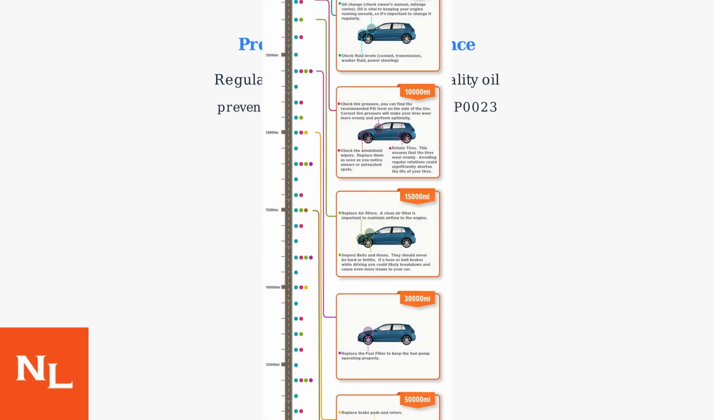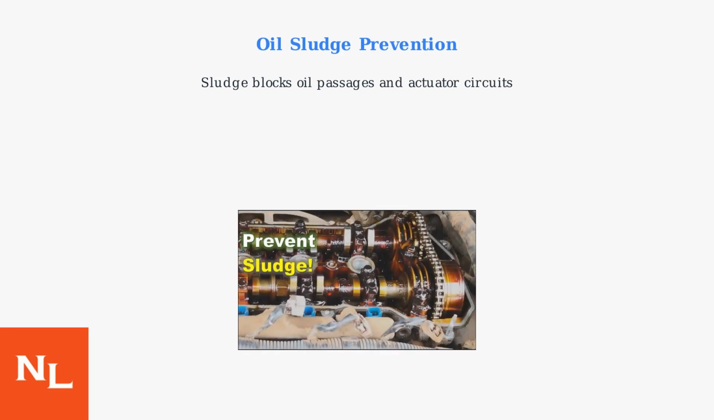Preventative maintenance is key to avoiding P0023 issues. Regular oil changes using high-quality oil can prevent sludge buildup in the engine. Oil sludge can block critical passages in the engine, leading to actuator circuit failures and P0023 codes.